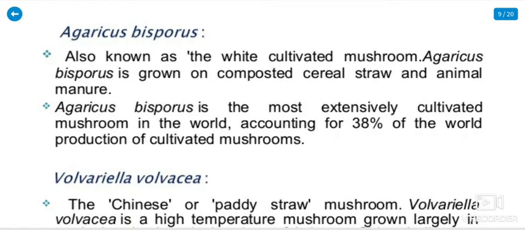Agaricus bisporus, also known as the white cultivated mushroom, is grown on compost, cereal straw, and animal manure. Agaricus bisporus is the most extensively cultivated mushroom in the world, accounting for 38% of the world production of cultivated mushroom.